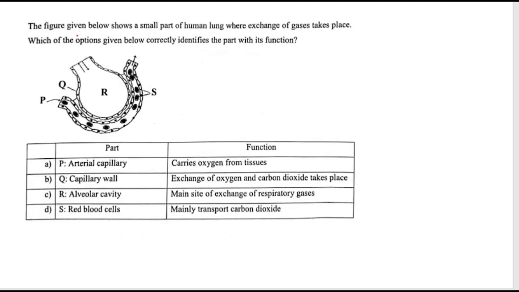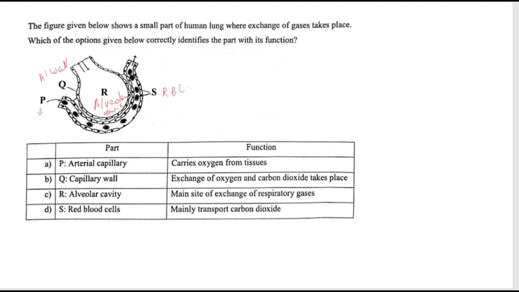The given figure below shows a small part of human lung where exchange of gases takes place. Which of the options given below correctly identifies the part with its function? Here, P is a blood capillary which is around the alveolus, R is the alveolar cavity, Q is the alveolar wall or alveolar epithelium, and S is the RBC cells.